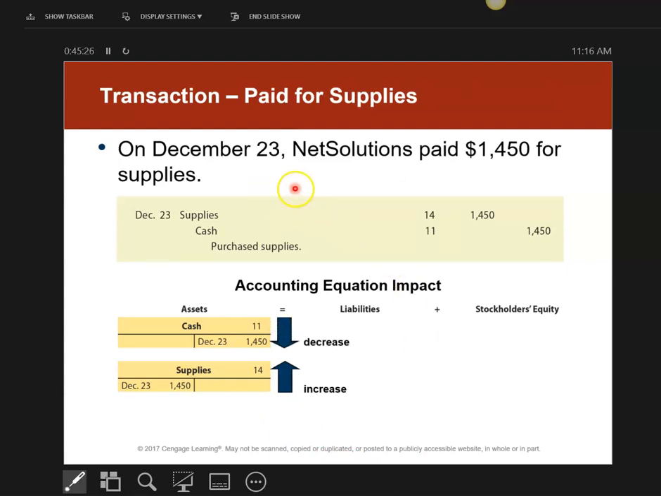On December 23rd, I paid $1,450 for supplies. I went to the store, I took cash, and I spent money. When I spend money, I credit. And what did I buy? I bought supplies. I'm going to debit. So here's what my T accounts would look like down here. Let's move on.